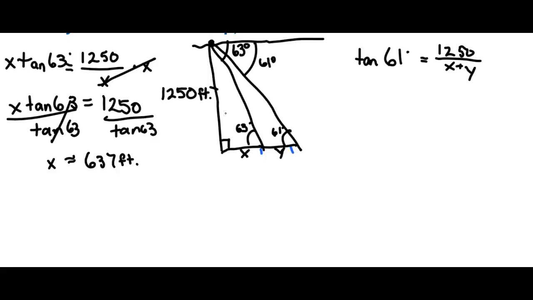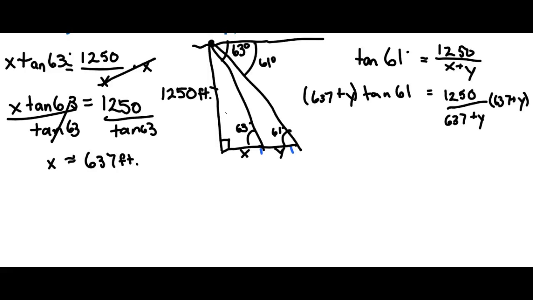Then when we put that in for my x over here, we're going to have tangent of 61 equals 1250 over 637 plus y. To get rid of that denominator, I'll multiply both sides by 637 plus y. So 637 plus y times tangent of 61 equals 1250, because these cancel out.